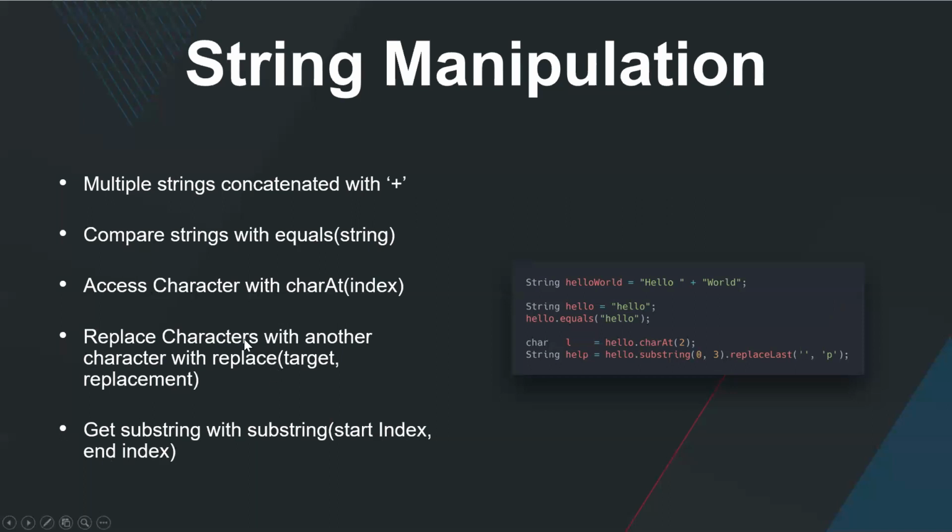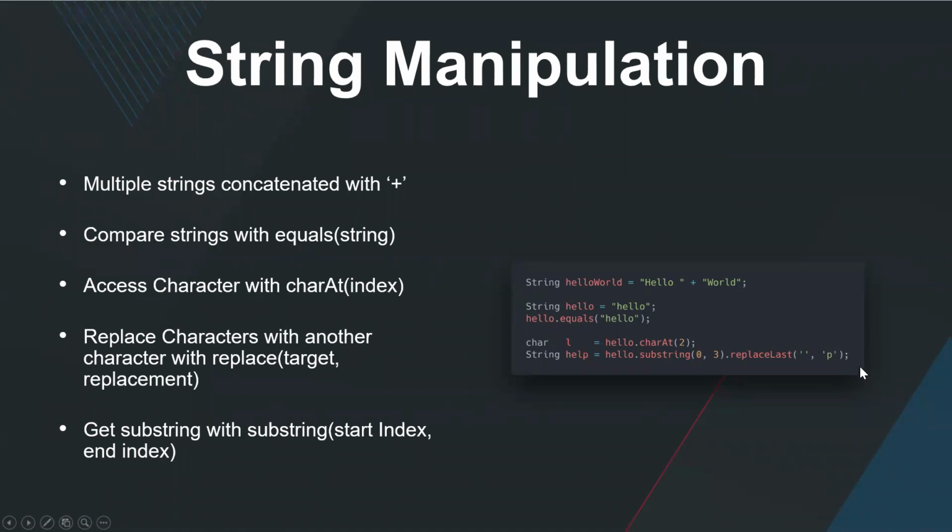Next, you can use the replace method. So you see here I'm using replaceLast. That's because it will replace either all of the occurrences or just the last occurrence of whatever character you give it here with this. And then finally you have your substring, which just chops up the string that you have and gives you a smaller part.